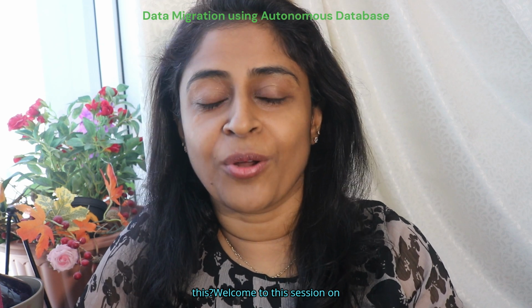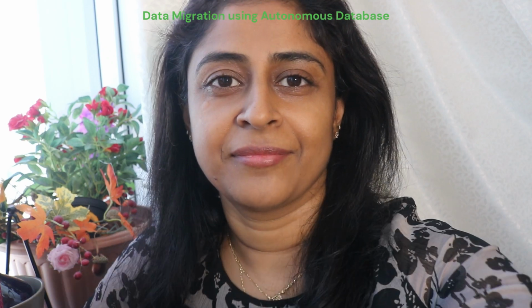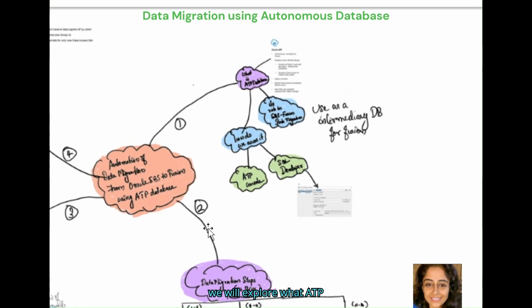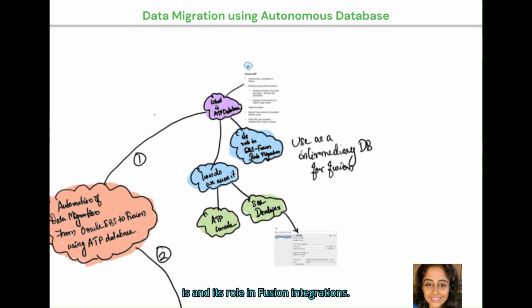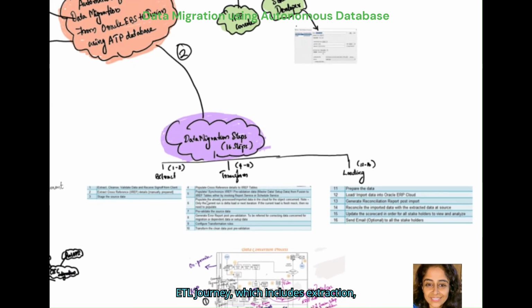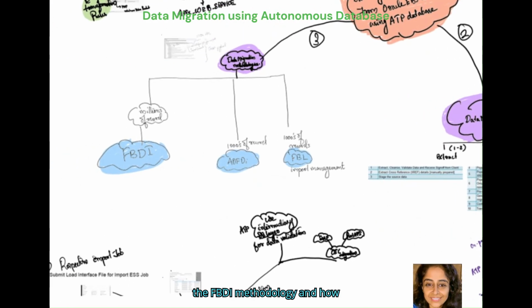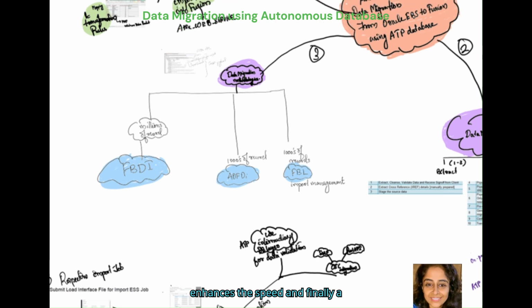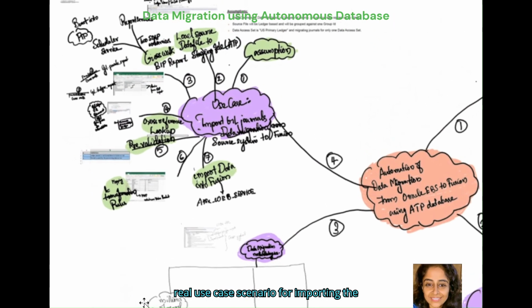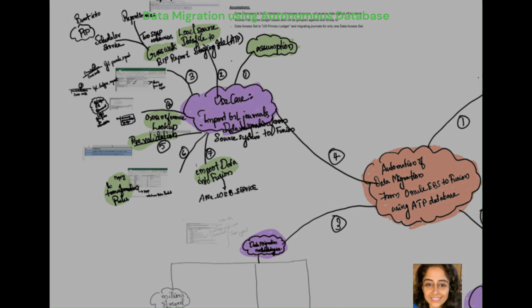Welcome to this session on automating data migration using ATP database. Here we will explore what ATP is and its role in Fusion integrations. And then we move on to the ETL journey, which includes extraction, transformation, and loading. The next is the FBDI methodology and how automation using OIC and web services enhances the speed. And finally, a real use case scenario for importing the GL journals from EBS to Fusion.